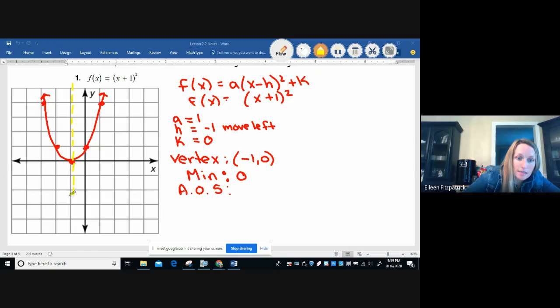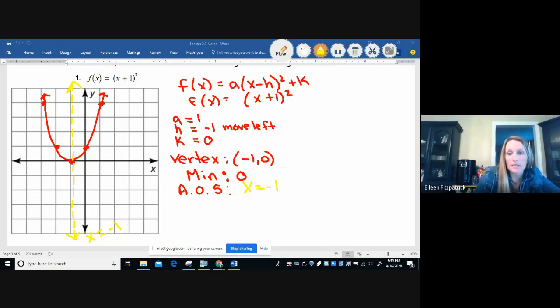This would be your axis of symmetry. It's a line, so there's an equation that represents that line. The axis of symmetry is x is equal to -1. All vertical lines have an equation of x is equal to some number. And since it's going through -1 on the x-axis, the equation of that line is x is equal to -1.